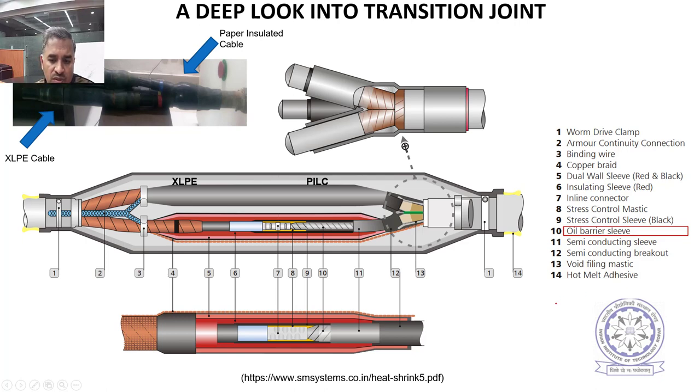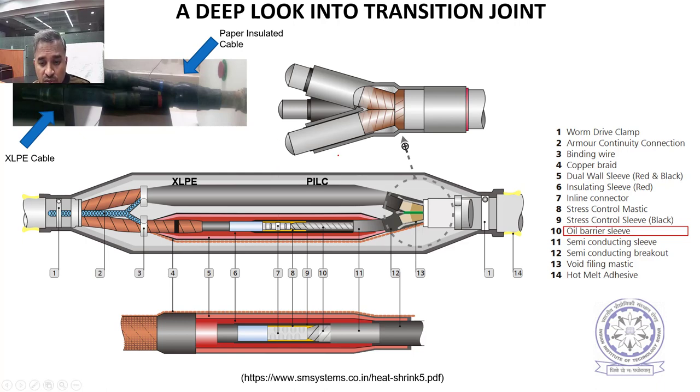So many materials are used, several tubes. Actually, it is a big kit. Cable joint is a big kit. So the objective here is to carefully join the inner conductors and avoid stress enhancement at any place. In oil paper insulation, the paper cable has to be sealed using oil barrier sleeves. It is inevitable there. And then for stress control, you have to use proper stress controlling materials.